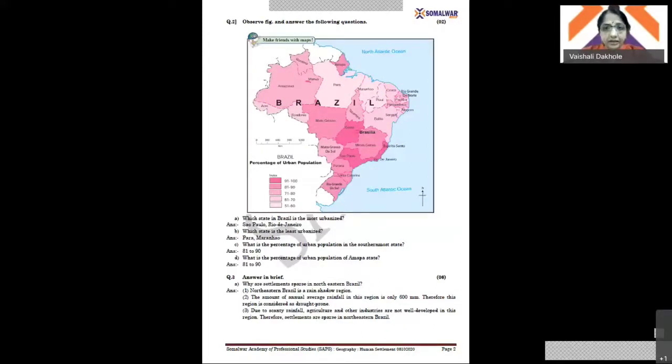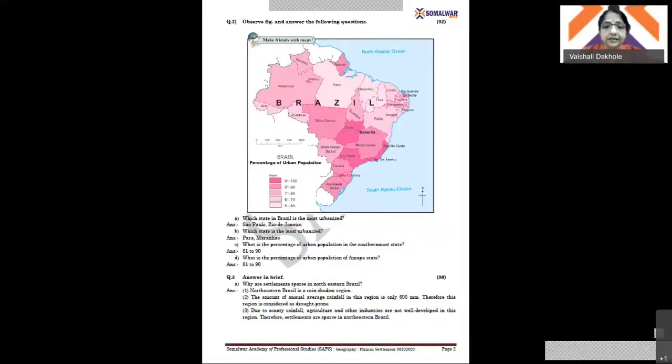In this map they have given you the choropleth method, that is different shades of one color. They have mentioned the percentage of urban population. In the index you can see 91 to 100, that is the highest percentage, and the lowest is 51 to 60%. With the colors you can come to know about the different percentages of urban population in Brazil. Now let's see the first question there.